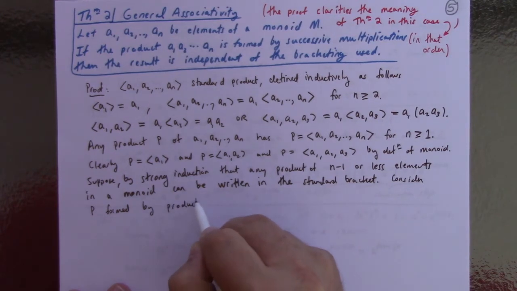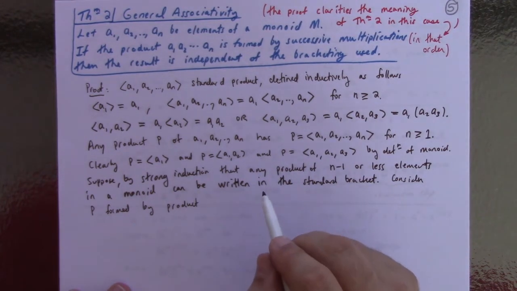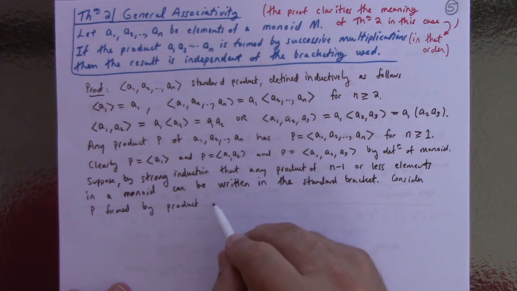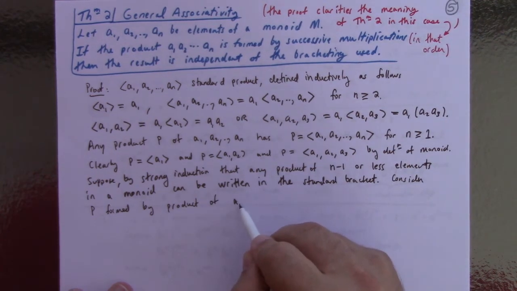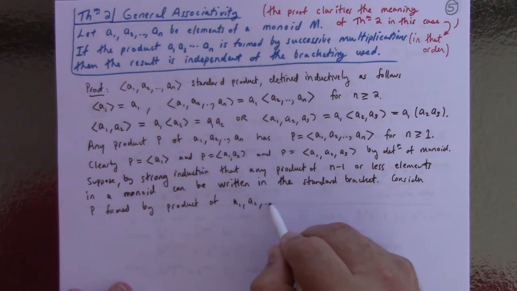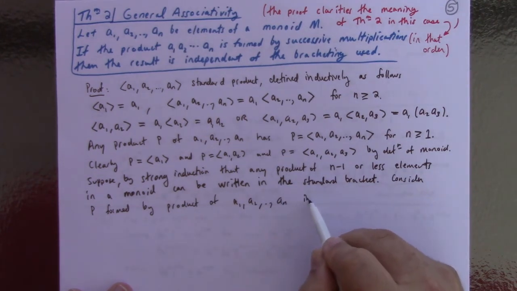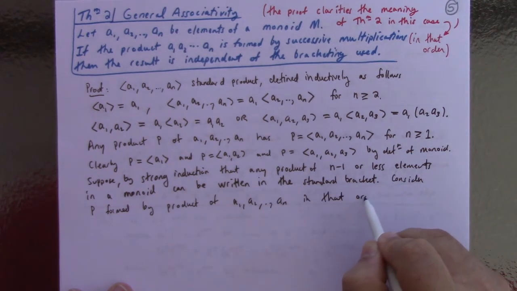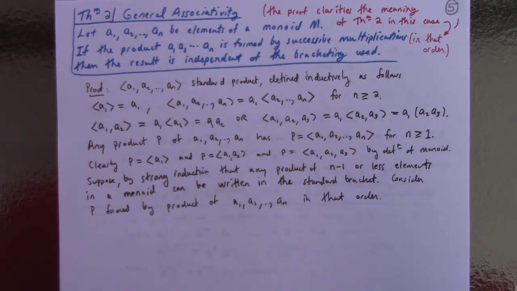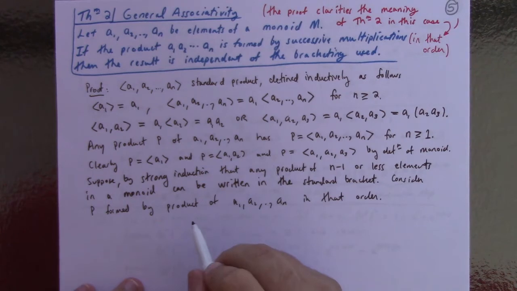Because we'd like to show that it doesn't matter how we form the brackets. P formed by product of A1, A2, ..., An in that order. All right. So there has to be some sort of outer product, right? We have to be able to write P equals Q times R.